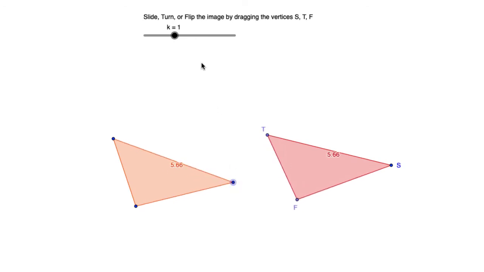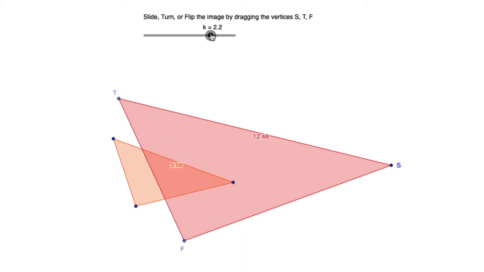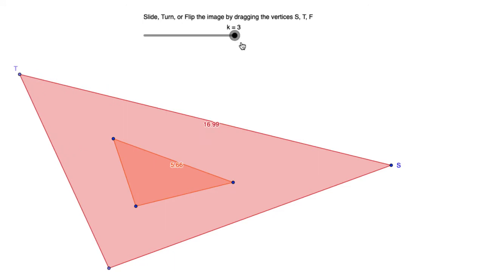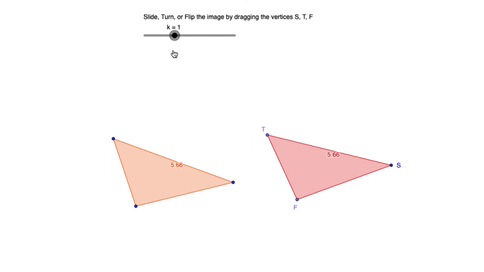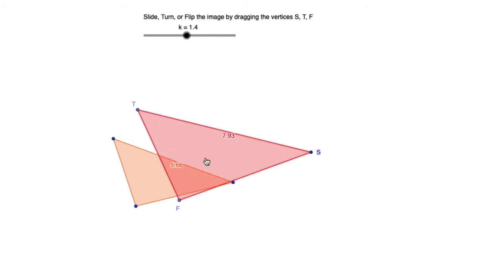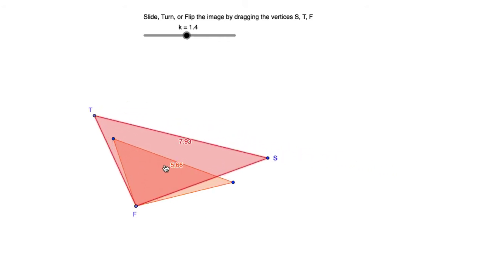Okay, now let's suppose I increase the scale factor. If you see, the scale factor is increased, now the proportion is increased, meaning the triangle is getting bigger and bigger because we are changing the proportion. Okay, now if we decrease the proportion, you see the triangle will be getting smaller and smaller. Okay, now let's try to place one above another.